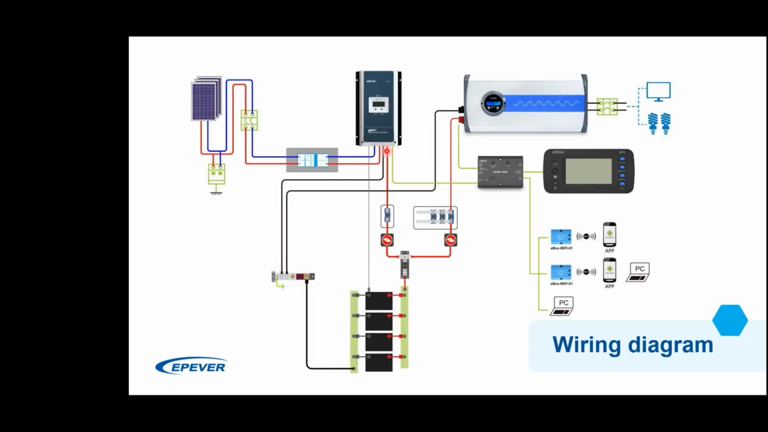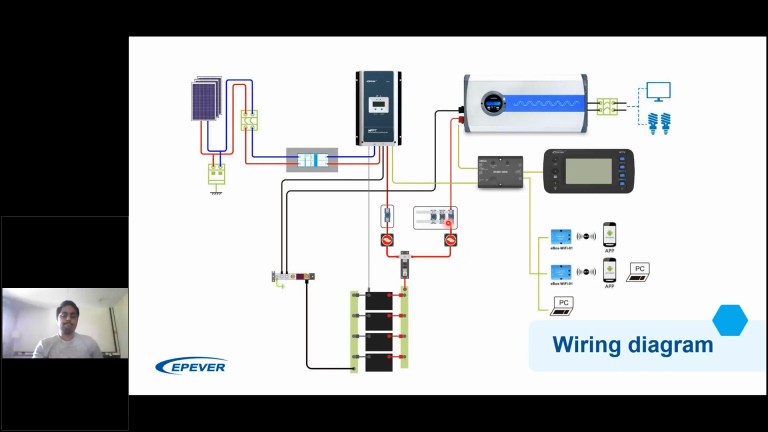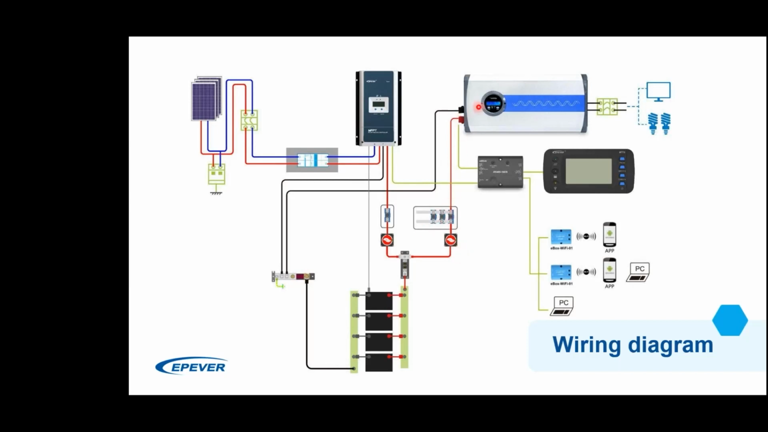And of course, you might have DC loads in your system. This is not depicted in this picture, because this specific charger doesn't have load terminals of its own. And then we have the inverter, which is also connected to the batteries. It also has an isolator and protection fuses.